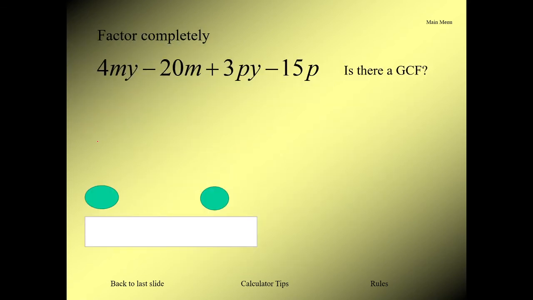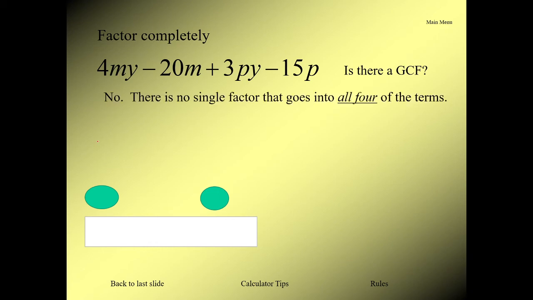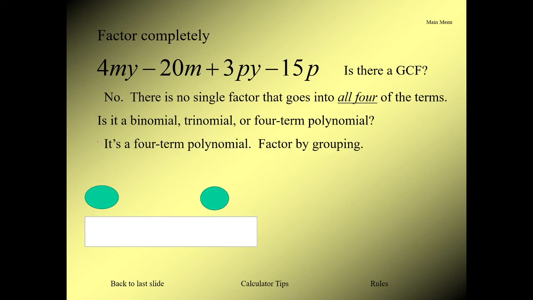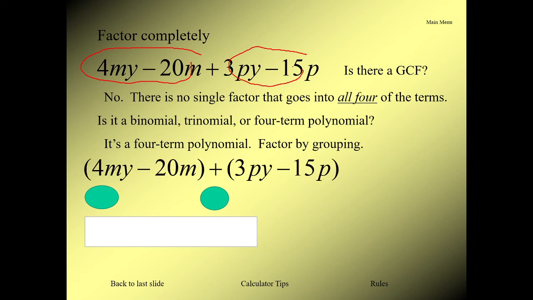Alright, now let's factor out completely. As you can see, there's no single factor that goes into all four terms. So this is a four-term polynomial, and since it's a four-term polynomial, we factor it by grouping. We group these two terms because they have m, and these two terms have p. So you can group them.